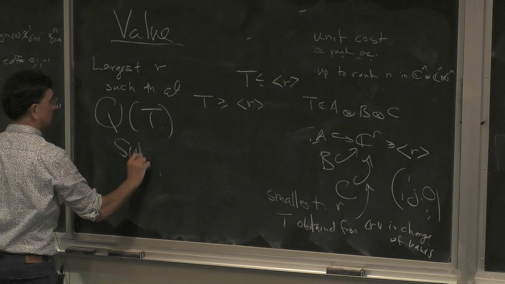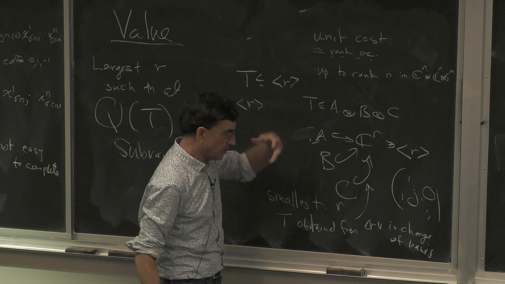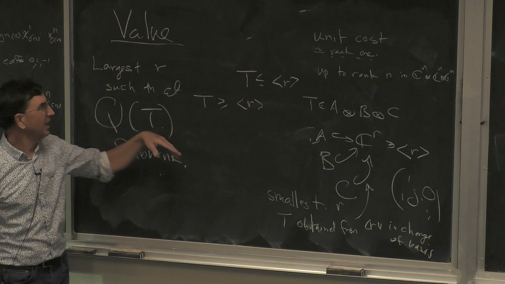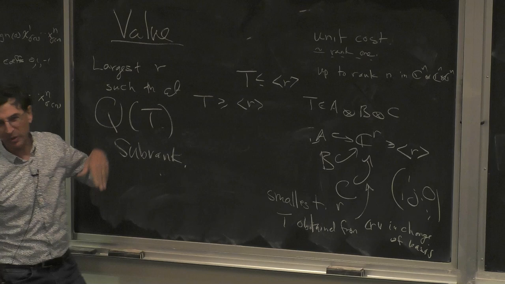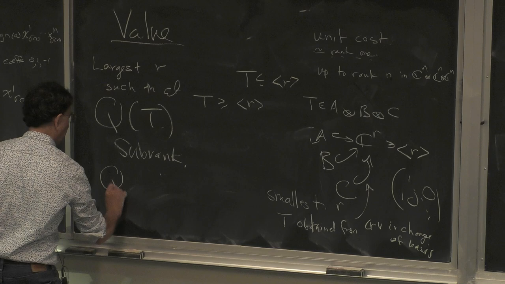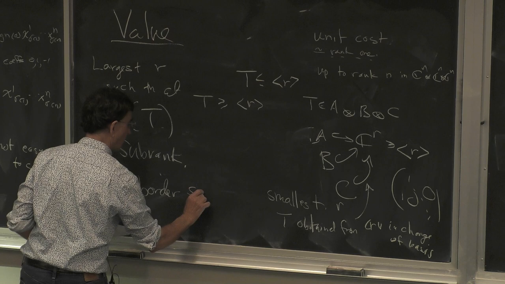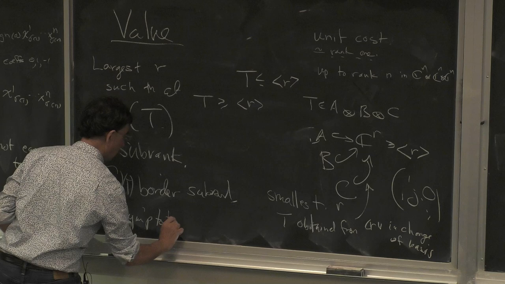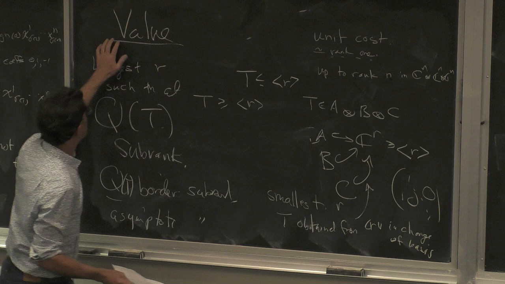So we think of these unit tensors as our currency. We're in the US, so it's dollars. That's the basic unit. And then, if I want to buy euros, there's the cost of a euro and the value of a euro, how many I could get for my dollar. And then there's also this notion of border subrank, and asymptotic subrank. And this we know almost nothing about.